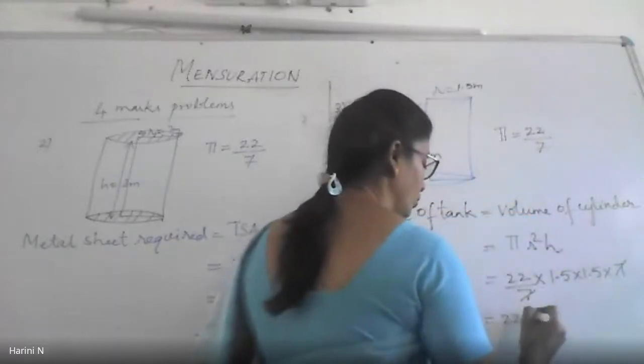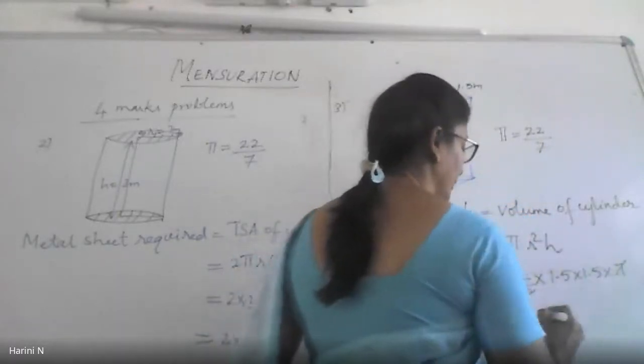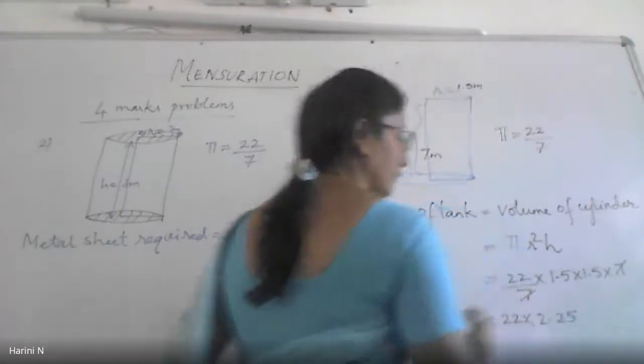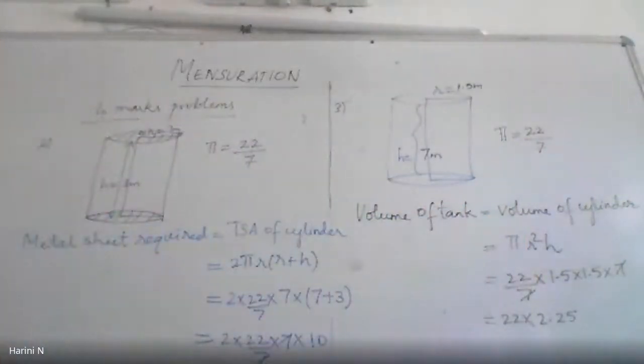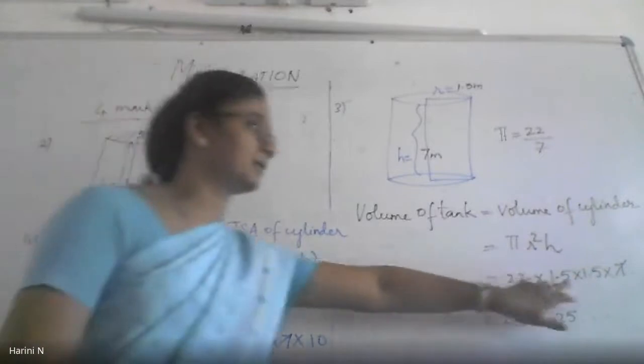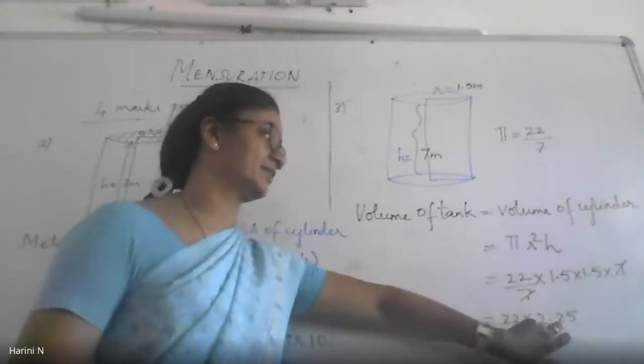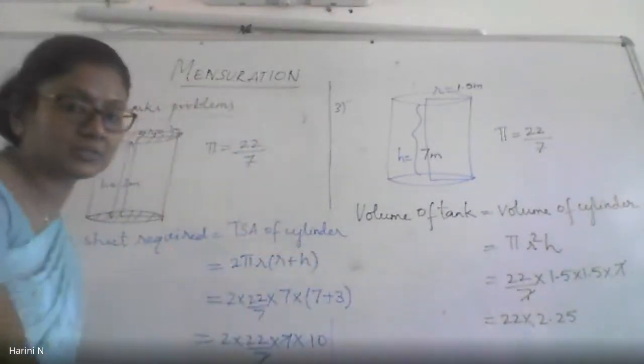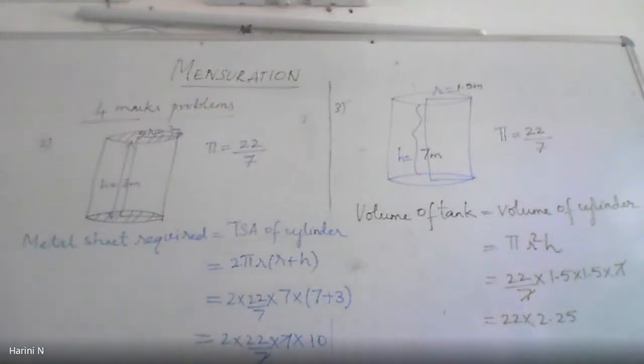You have 22 into 1.5 into 1.5, which is 2.25. You know 15 square is 225. Because there are two decimal places, you should have 2 digits after the decimal in the product. So it is 22 into 2.25. Tell me how much it is.